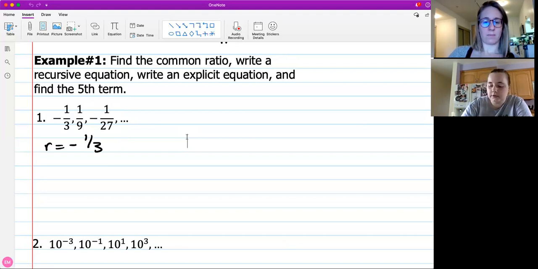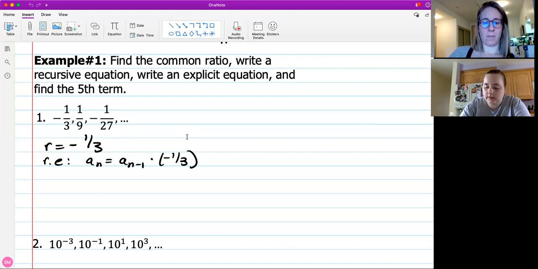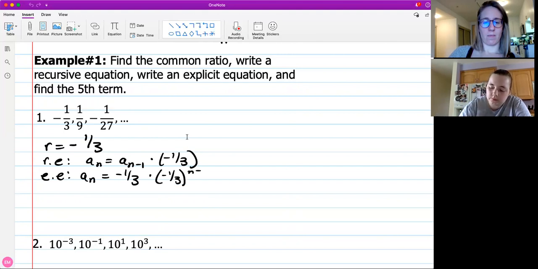So our recursive equation would be a sub n equals the previous term times the common ratio, so just times negative 1/3. And then our explicit equation is a sub n equals the first term, negative 1/3, times the common ratio to the n minus 1, just like that.